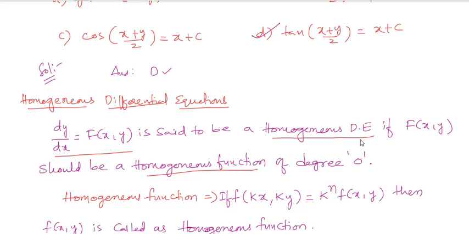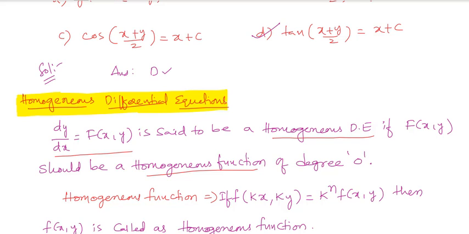Clear? So that is the part of this one. So keep in your mind, every homogeneous differential equation you can easily reduce into the form of the variable separable method by making the substitution of x equals vy or y equals vx. That you have to keep in your mind. So it's more than enough.